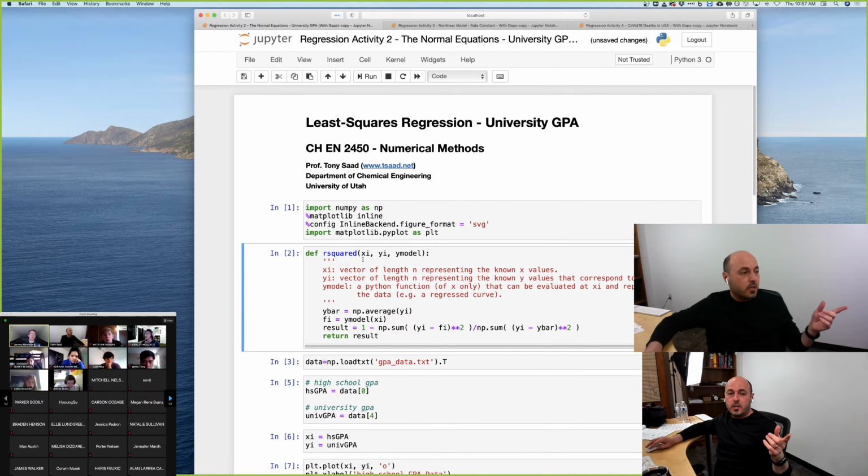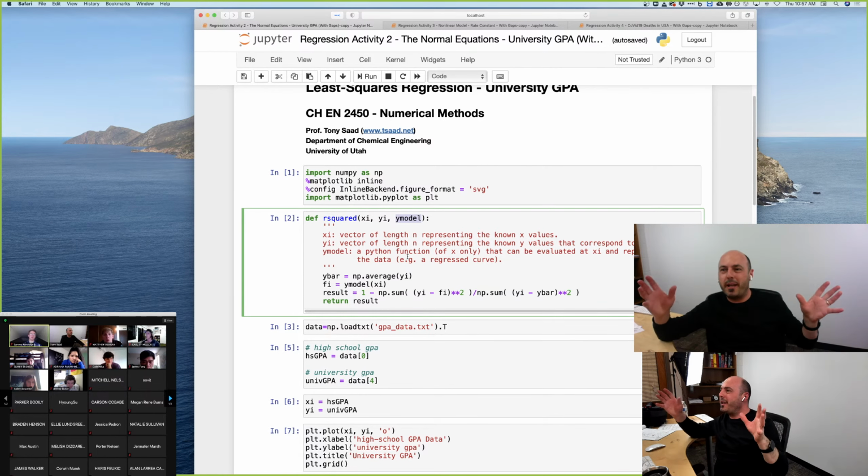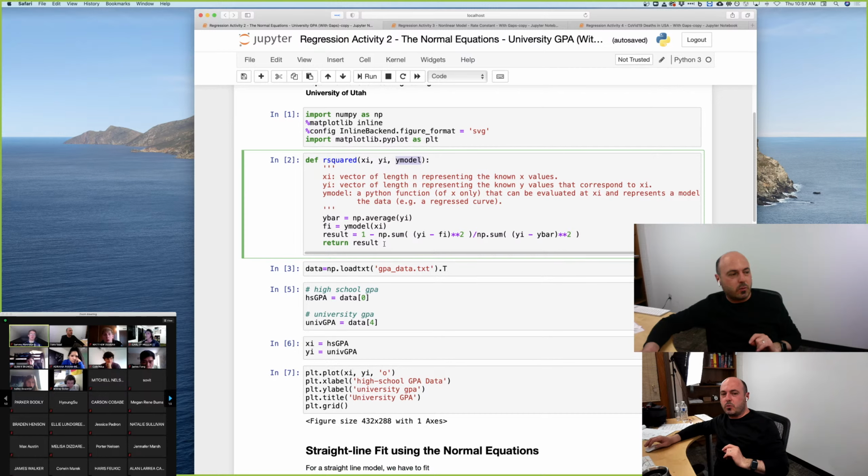And that function simply takes in the xi and yi values. Those are your input independent and input dependent variables, and it also takes the y model. I will discuss this in a second. So that y model is going to be a function call for your regression model. It's really cool, so that we can calculate the r squared independently of being specific to a particular regression model. Okay, I'll discuss this once we get there.